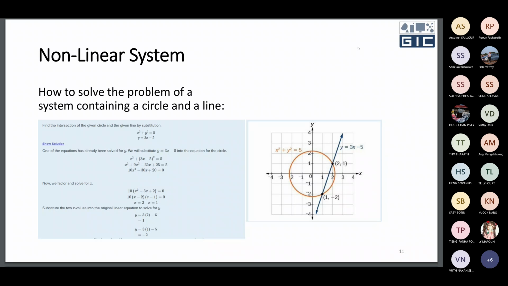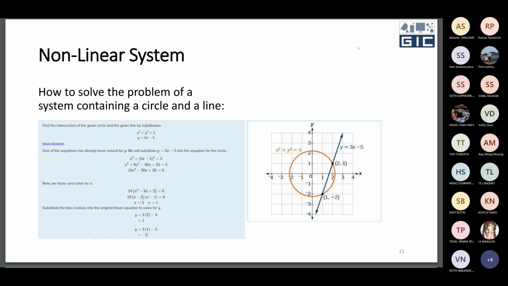So I replace x into the second equation, y equal to 3x minus 5. So I will get when x equal to 2, y equal to 1, and x equal to 1, y equal to minus 2. So I construct those equations in my graph. You will see that the line and the circle have two intersection points. So those 2 points are the solutions of our nonlinear system. And then any such point can be a solution of our system.